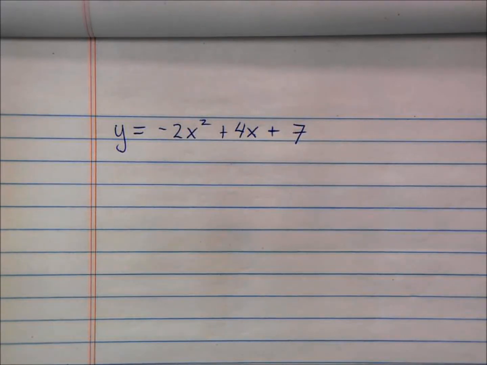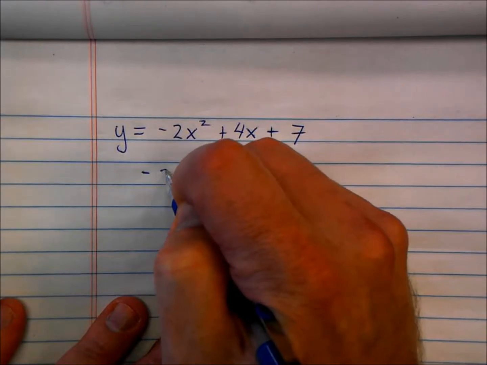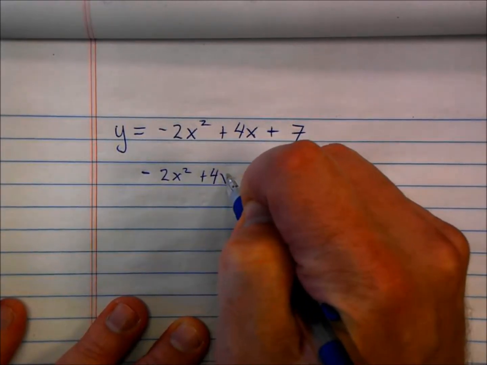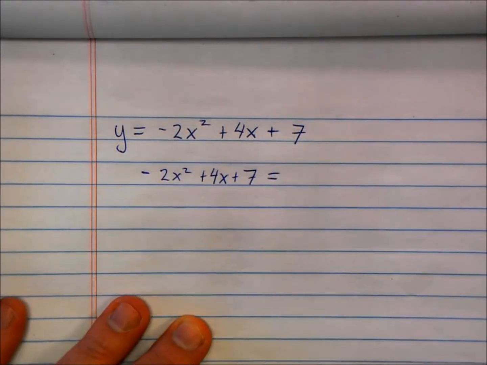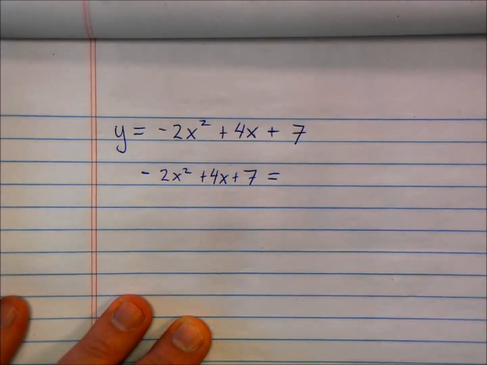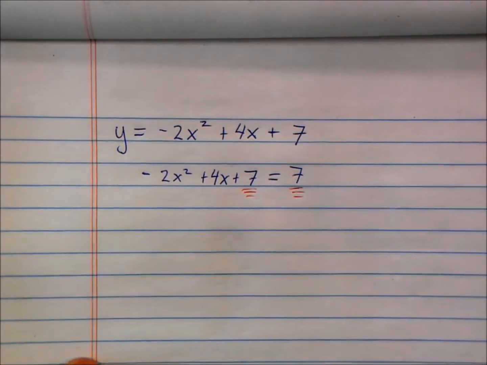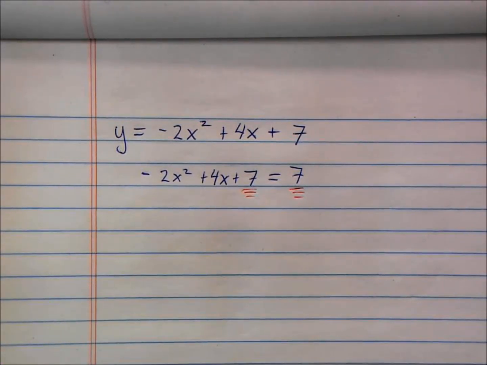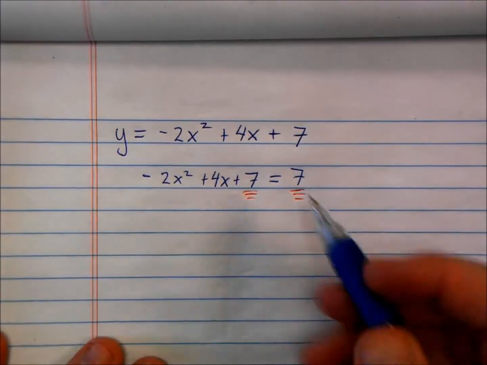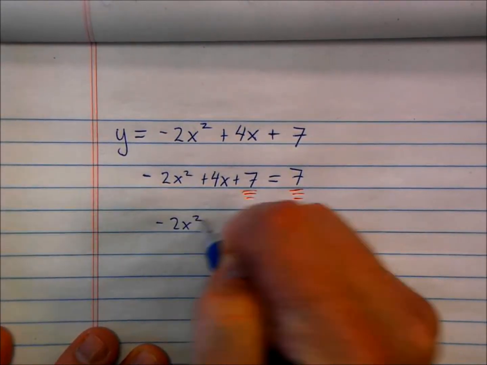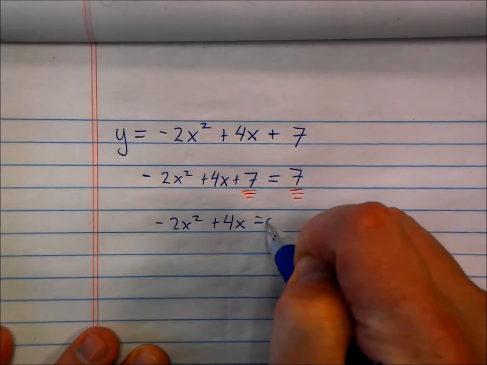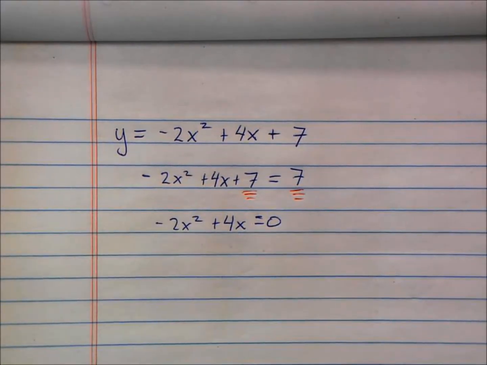So our technique for finding the vertex is we take the equation negative 2x squared plus 4x plus 7, and we set it equal to what? We set it equal to, not negative 7, 7. Whatever this number is right here, you make that number over there be exactly the same. Always exactly the same. I subtract 7 on both sides. Negative 2x squared plus 4x equals 0. So I have a quadratic equation. I get 0 on one side.